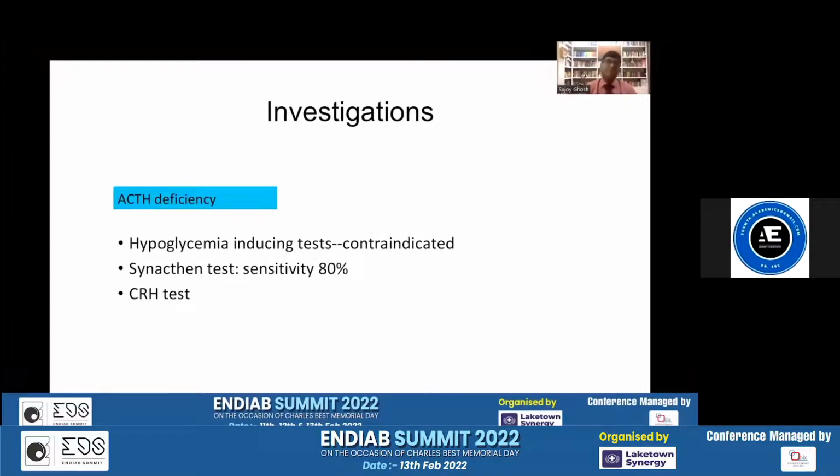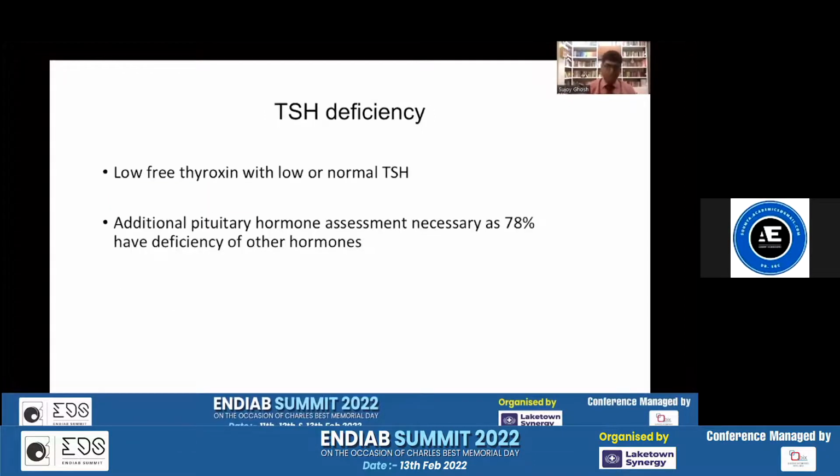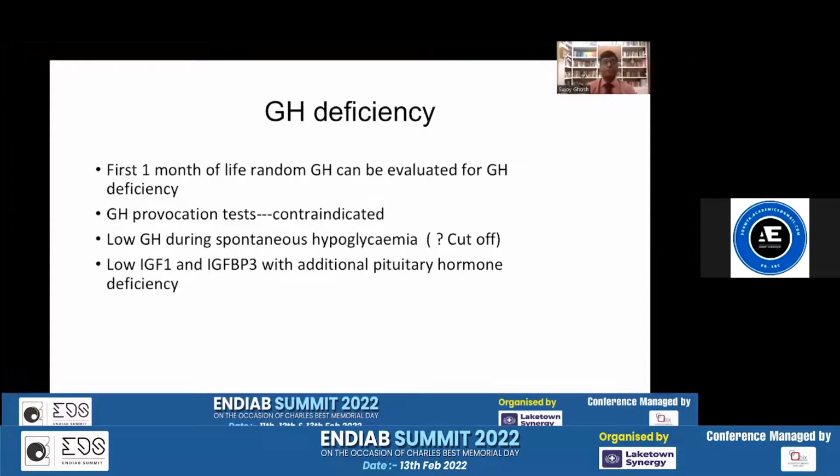In terms of investigations, if you're thinking of ACTH deficiency, remember that in such circumstances hypoglycemia-inducing tests like ITT are contraindicated. The Synacthen test has a sensitivity of around 80%. The CRH test is something that we are unable to do in our clinical setup. In terms of TSH deficiency, remember, do not go by TSH to diagnose central hypothyroidism; use total T3 and free T4 levels. Additional pituitary hormone assessment is necessary because in a majority of them, they have other pituitary hormone deficiencies as well.